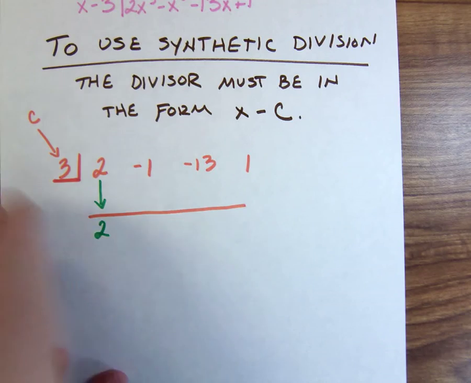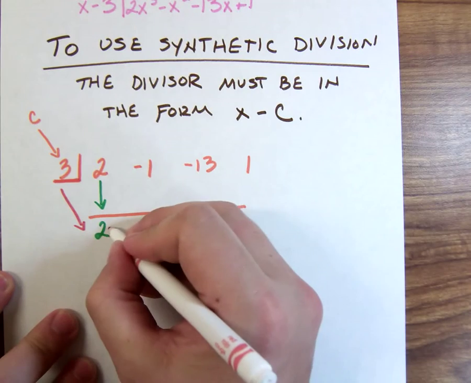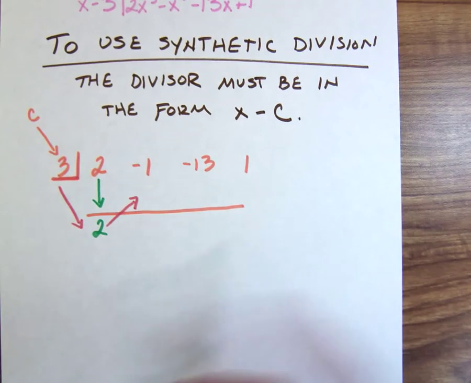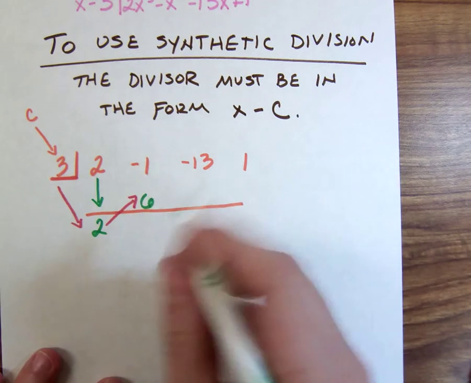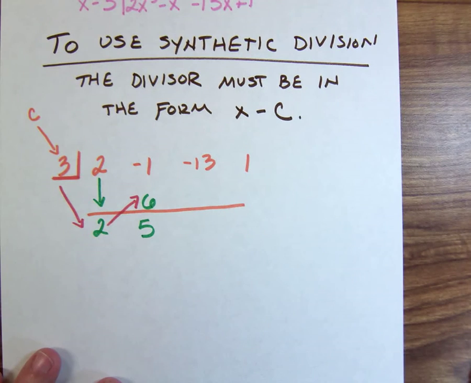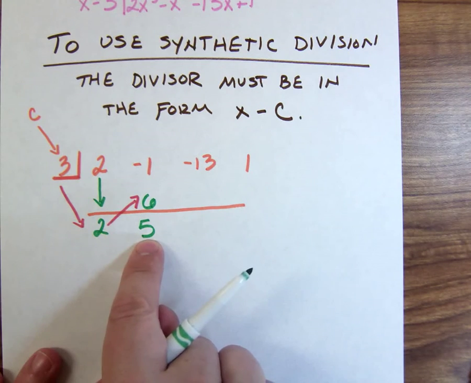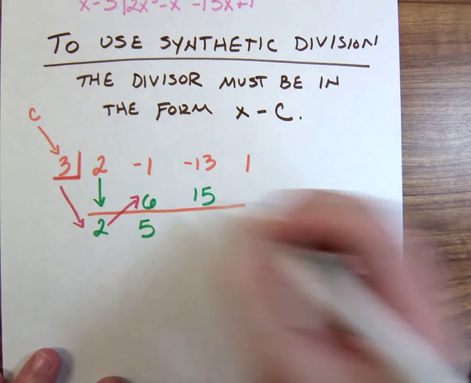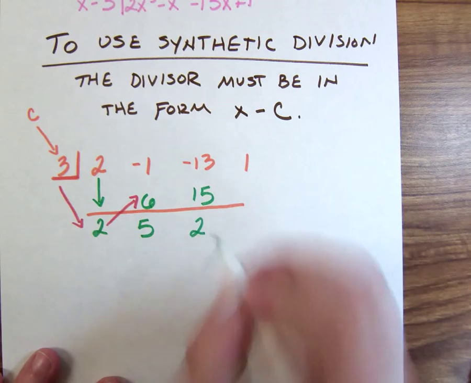Okay, then you do 3 times 2, and you put the answer right there. So 3 times 2 is 6. The 6 goes right there. Then you add this column, -1 plus 6 is +5. Okay, then we repeat the process. We do 3 multiplied by 5, just 15. And then we add this column, -13 plus 15 is 2.